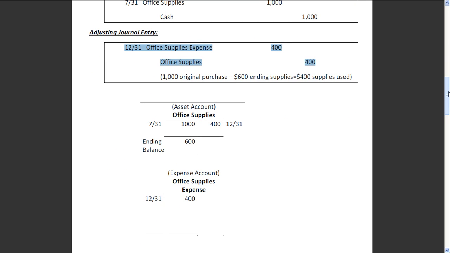So it's very similar to prepaid insurance, but we have a little twist of backing into the amount that we've used based on a count that we make of what's left at the end.